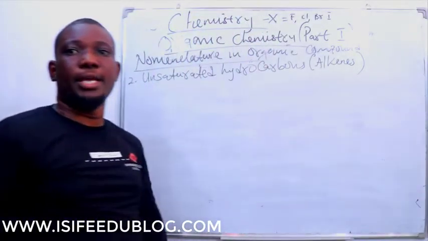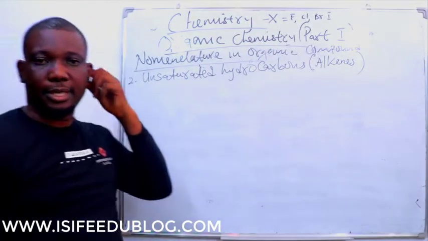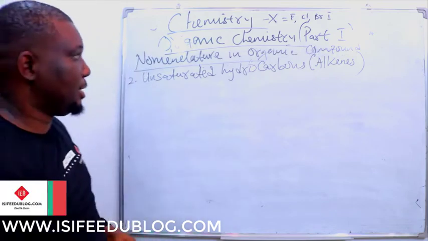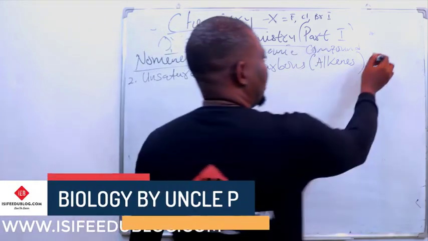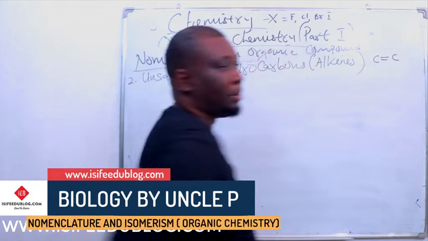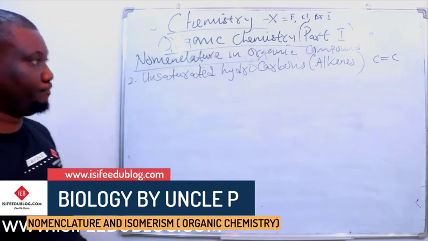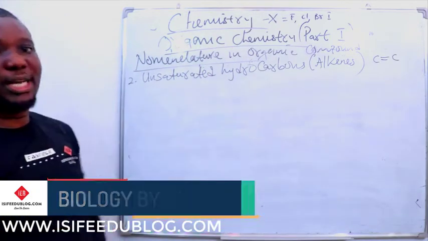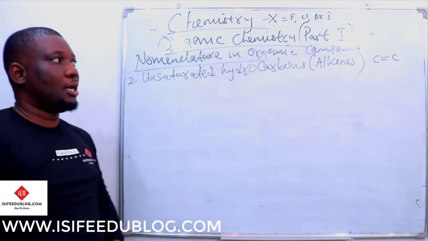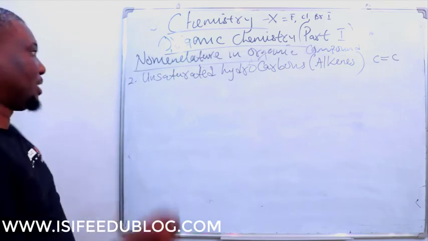Okay, I will use alkenes as a case study here. Alkenes are hydrocarbons with a carbon-carbon double bond. So what are the rules of naming alkenes? Let me start with rule number 1.